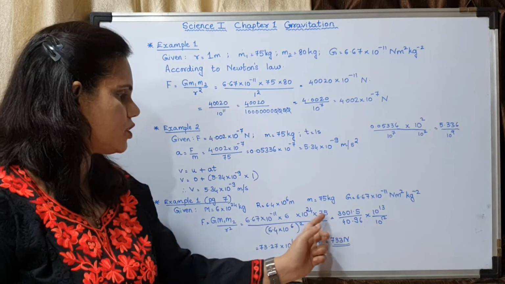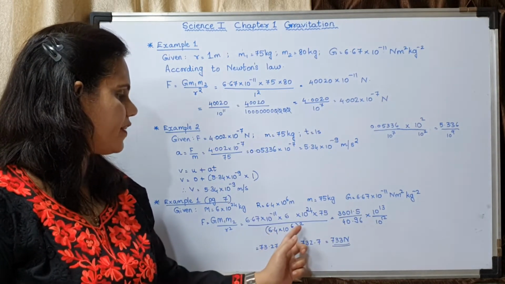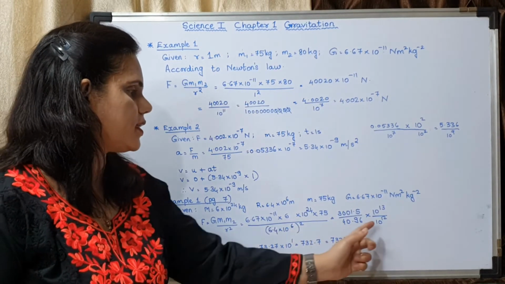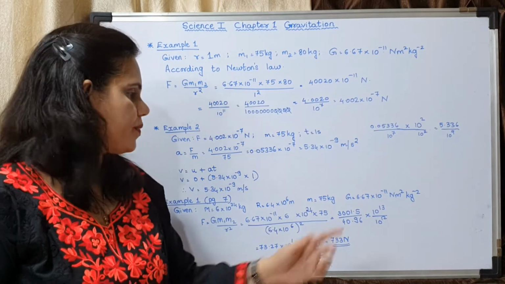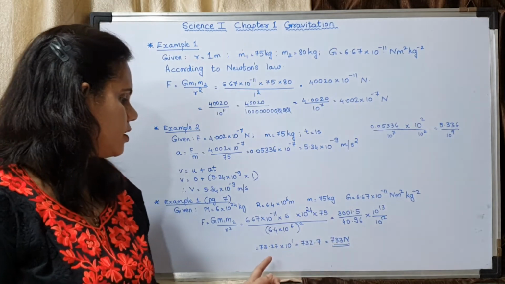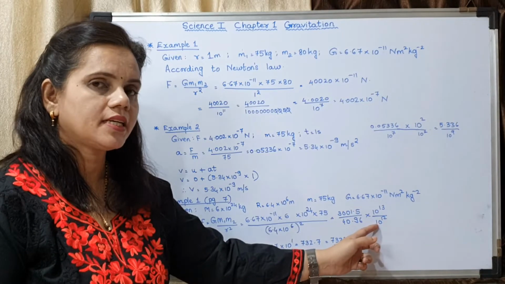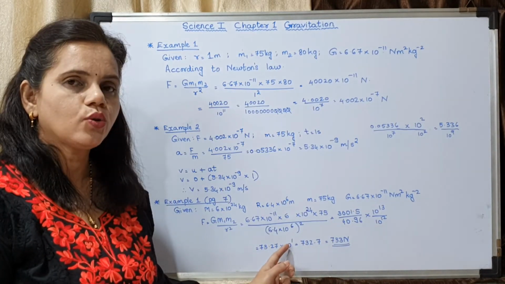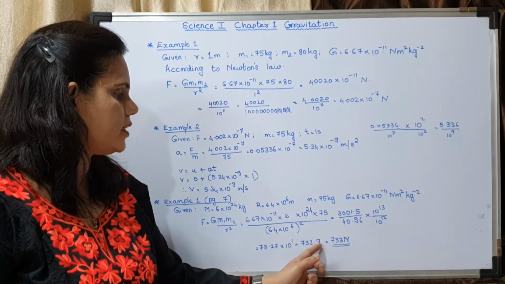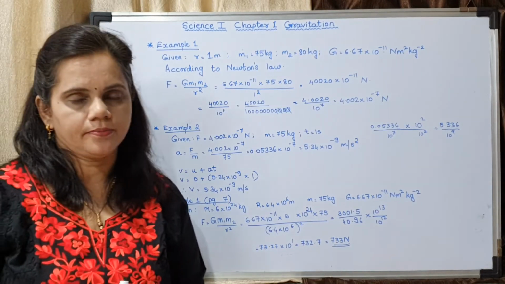6.67 into 6 into 75 you will get as 3001.5, and 6.4 square is 40.96, and 10 raised to 6 whole square is 10 raised to 12. So 3001.5 upon 40.96, you will get the value as 73.27. 10 raised to 13 minus 10 raised to 12, you will get as 10 raised to 1. So the equation becomes, multiplying, 732.7. They have approximately taken it as 733 Newton.